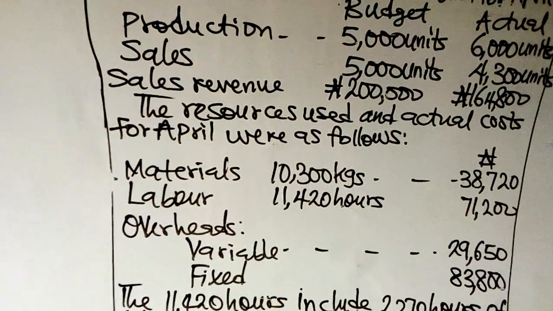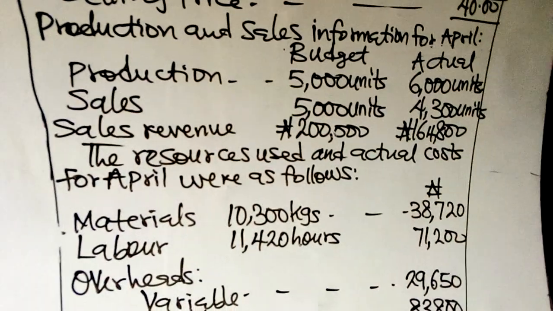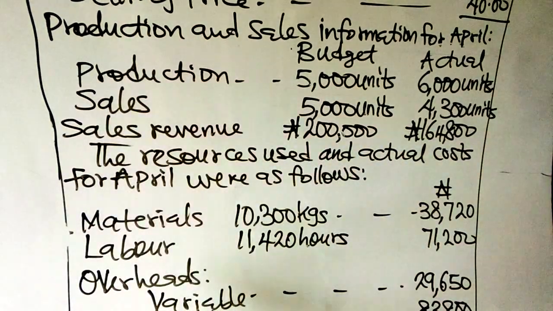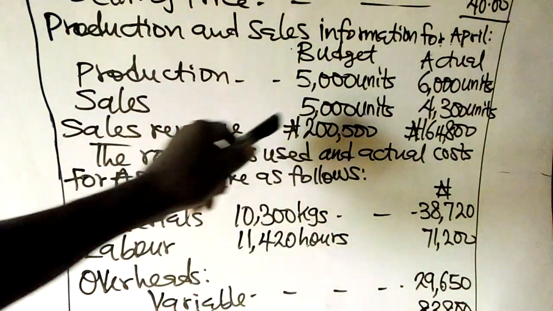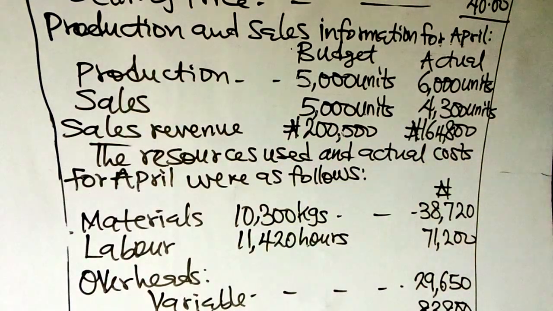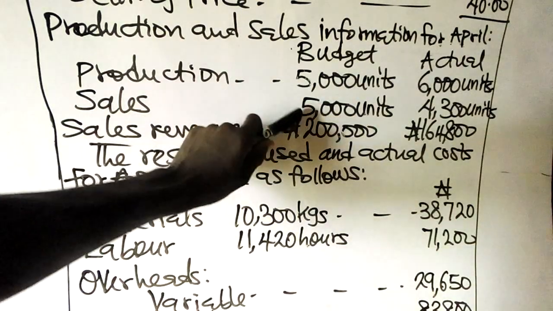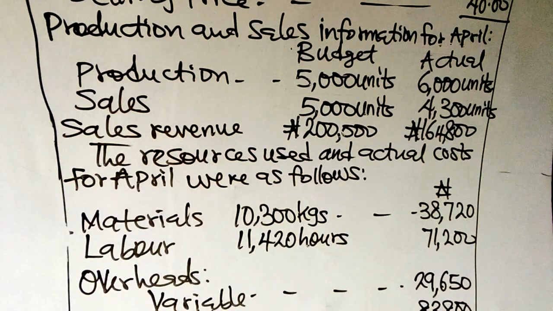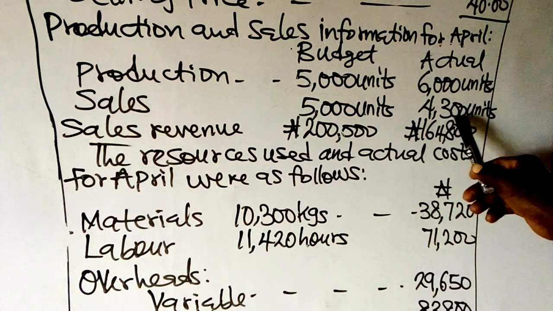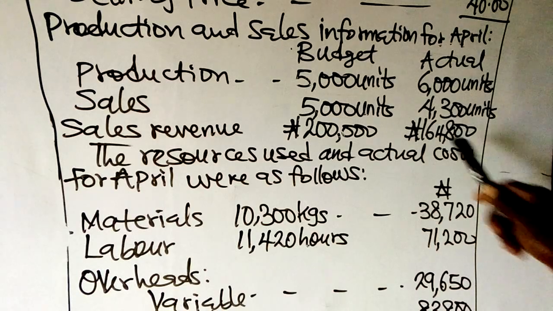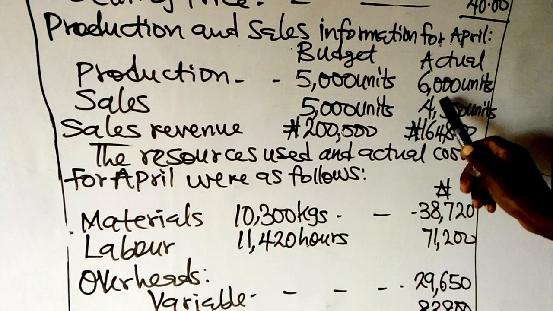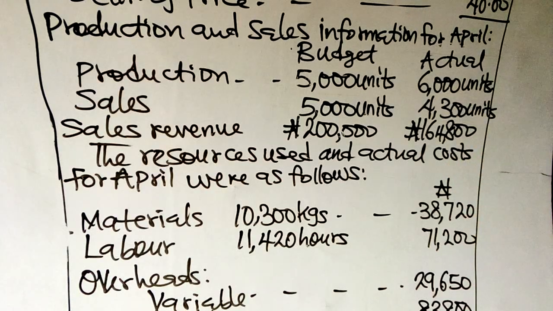The budgeted production in units is 5,000, and budgeted sales is 5,000. Nothing was left in inventory. All units produced were sold. No closing inventory. But for actual, production was 6,000 and 4,300 units were sold. The difference between the production and sales represents the closing inventory.